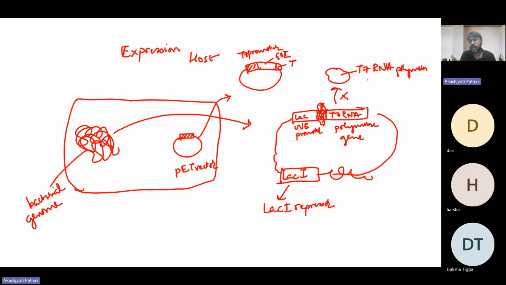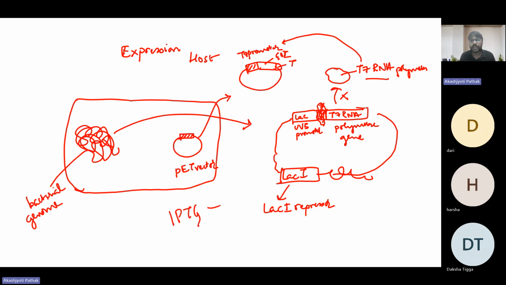Because if you do not have this T7 RNA polymerase, it cannot bind. Since you do not have the T7 RNA polymerase, it will not go and bind to the T7 promoter, and your gene will not get expressed. Now, once you add IPTG, what will happen?